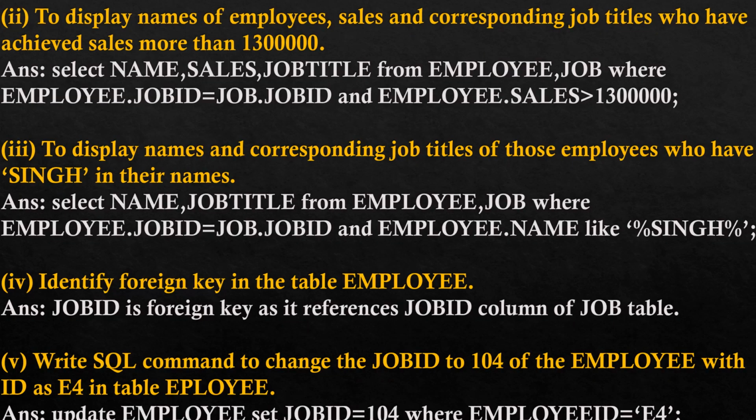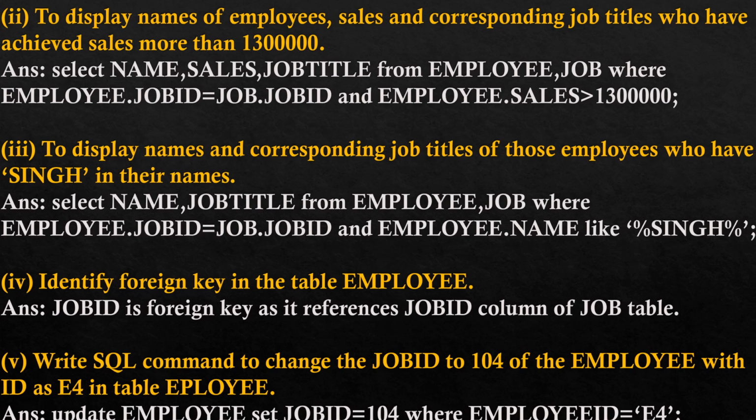The next question is to display names of employees, sales and corresponding job titles who have achieved sales more than 13 lakh. So select name, sales, job title from employee, job, where employee.job ID is equal to job.job ID. This is the condition through which these two tables are joined. And another condition is employee.sales is more than 13 lakh.